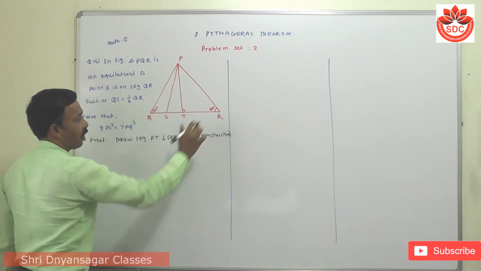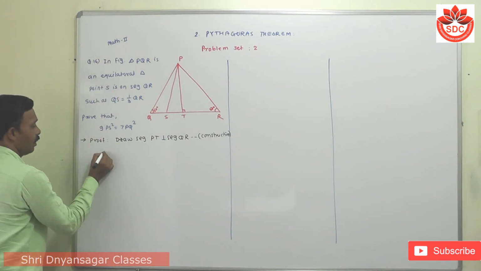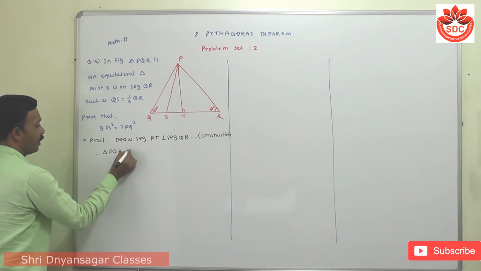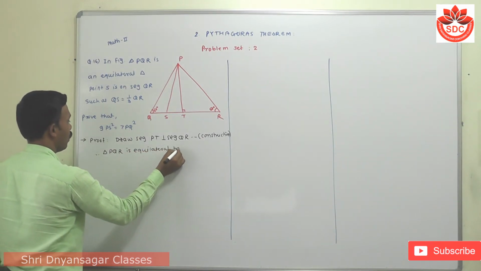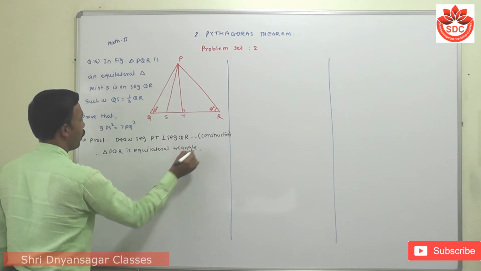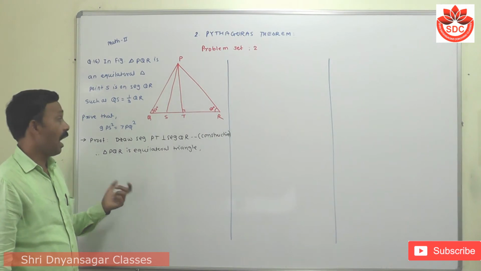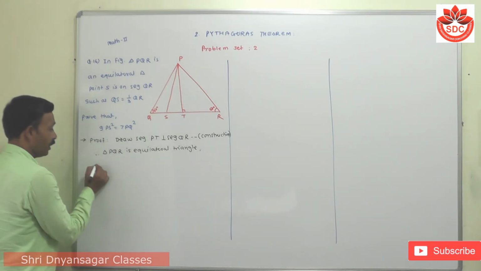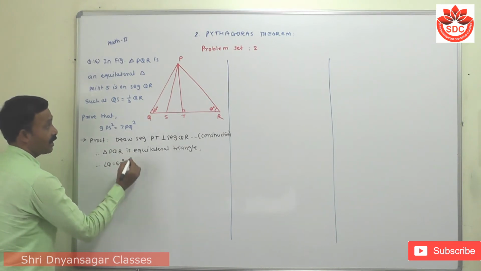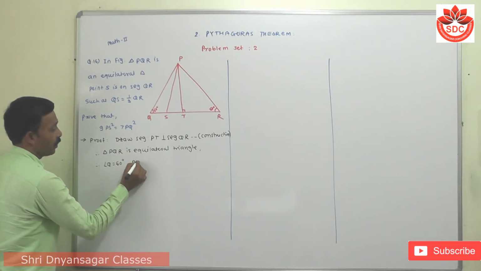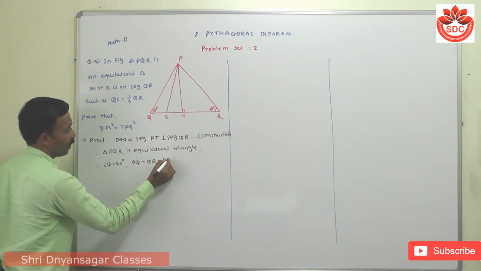This is perpendicular on this. Student, here is triangle PQR, an equilateral triangle. All of you know the property of an equilateral triangle: each angle is 60 degrees and all sides are equal. So here angle Q is equal to 60 degrees, and all sides are equal, meaning PQ is equal to QR is equal to PR.